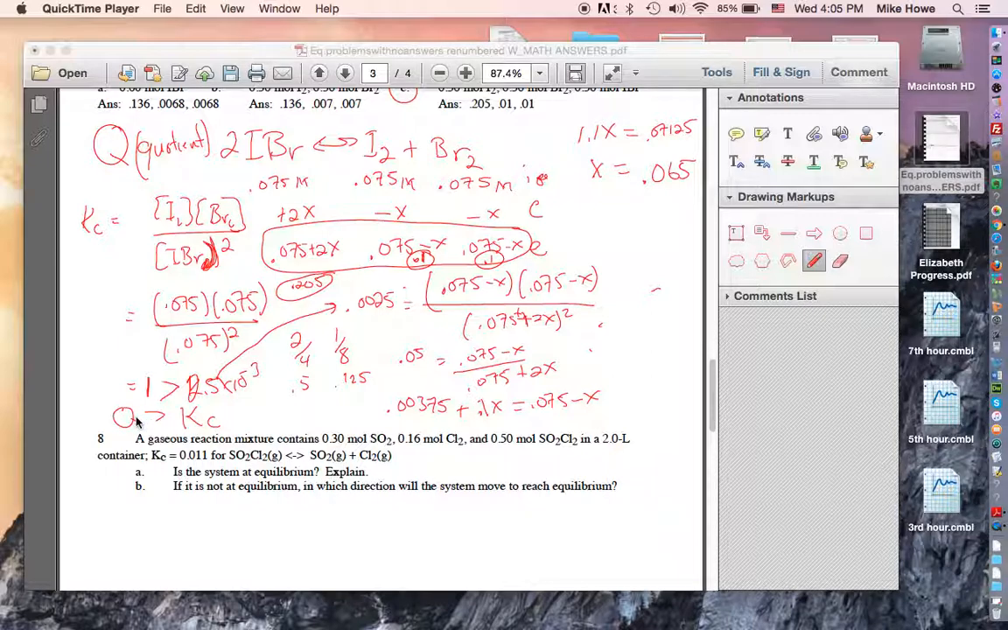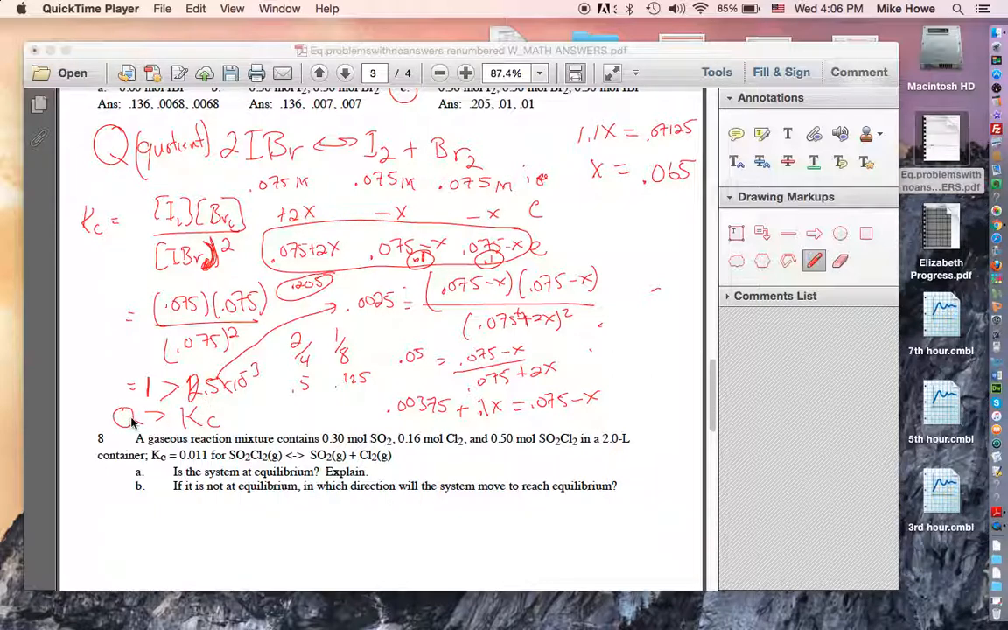So since Q was too big, we needed less product and more reactant to get this ratio down, to make it smaller. Since we need less product, we need less of these and more of this one, so the reaction will proceed to the left. So the answer to the how much reacts question is, we don't know, but we know it goes down on this side and it goes up on that side.